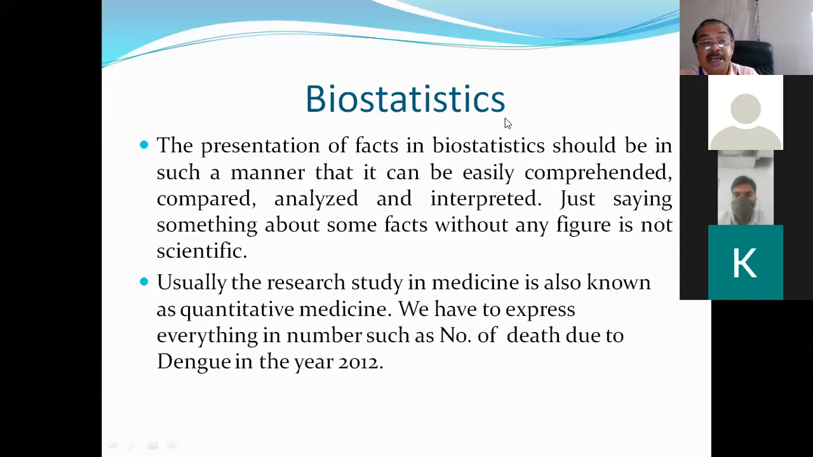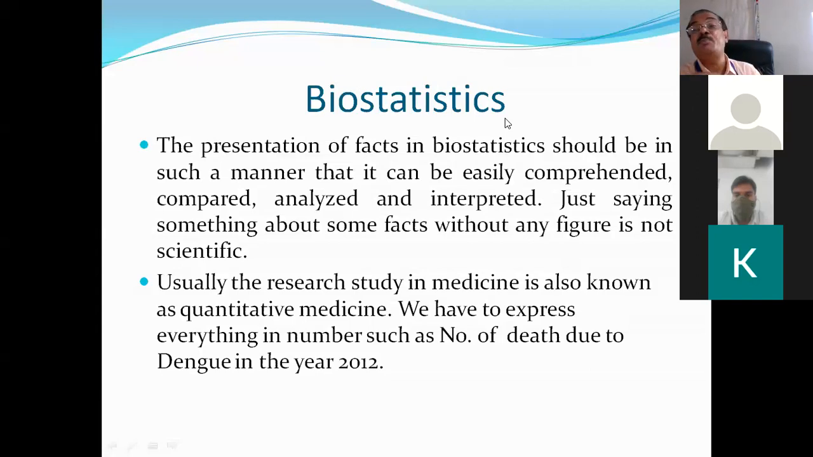We have to express everything in numbers, such as the number of deaths due to dengue in the year 2012. So with such a number and such a year, and apart from that, if I specify the area also, then it becomes more scientific. And if I want to make it even more scientific, then we should specify, like, the number of deaths due to dengue in the year 2012 in the area Delhi, and in the month of, especially, September, or at a particular locality also.